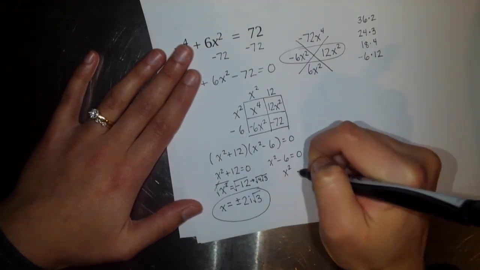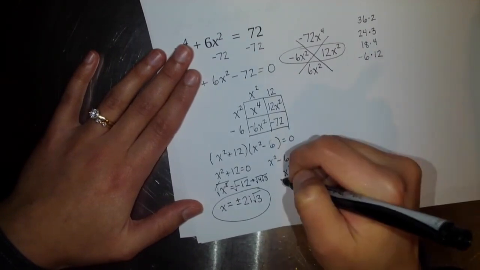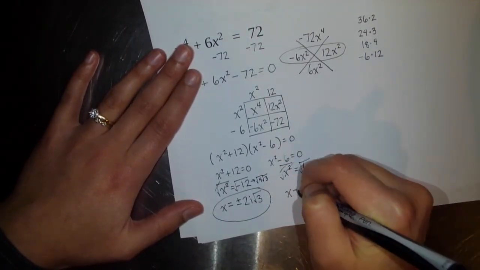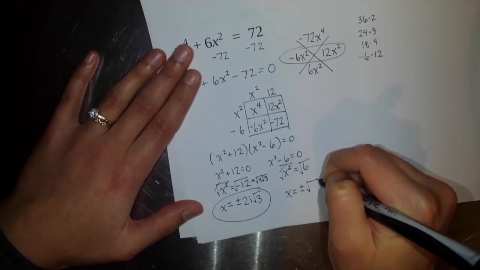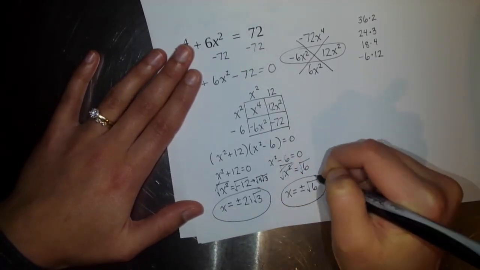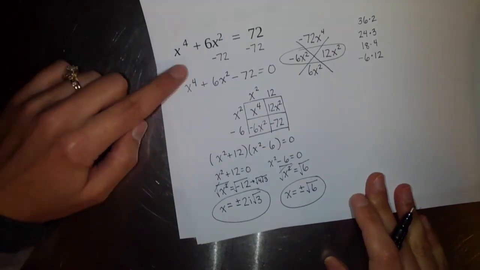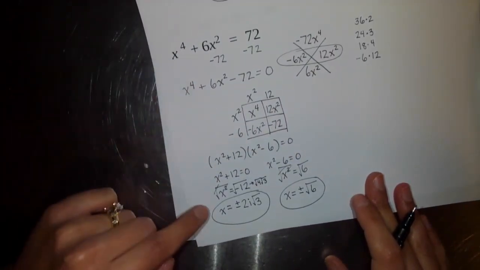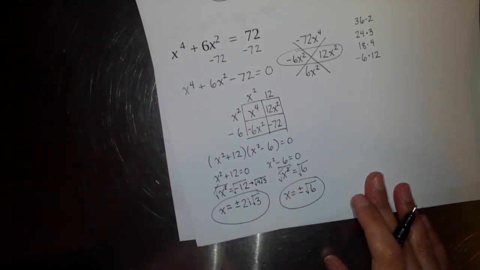Here, I'll add 6 to the other side and then take the square root. So this becomes x equals plus or minus root 6. Again, looking at the original, it's x to the 4th. That's how many answers I should have. I have 1, 2, 3, 4 answers.